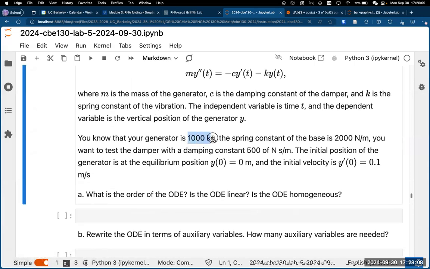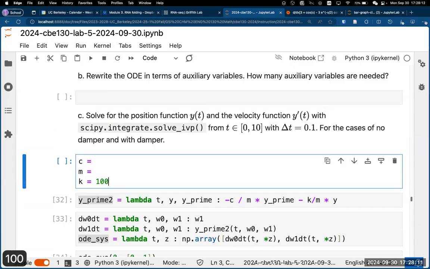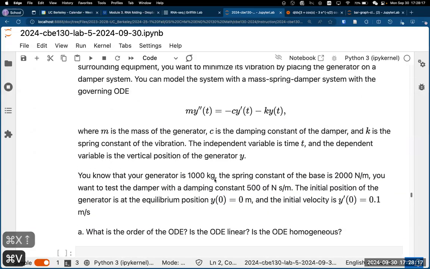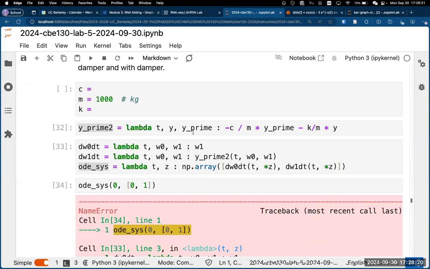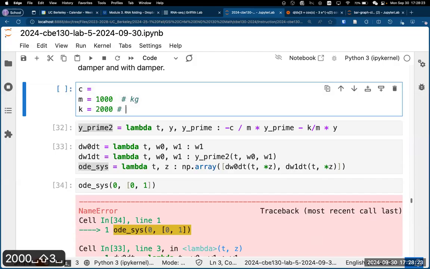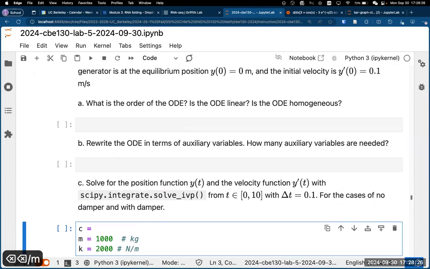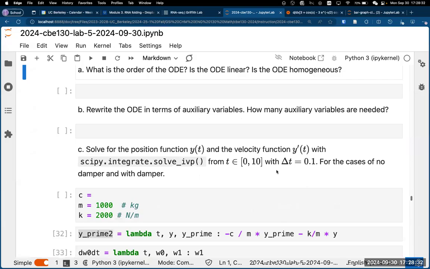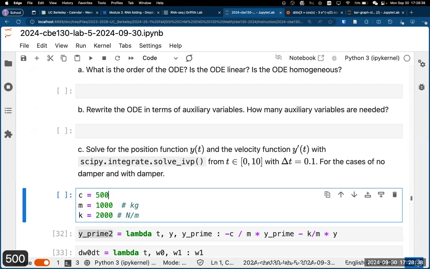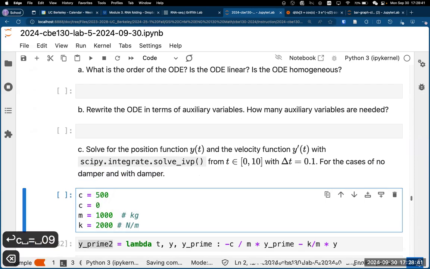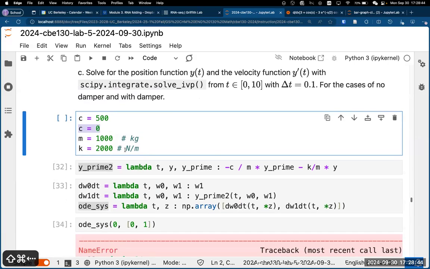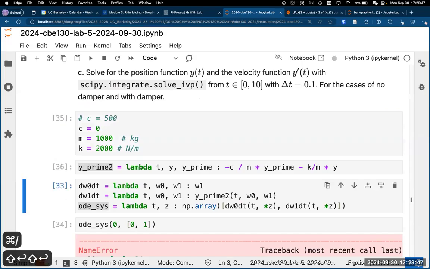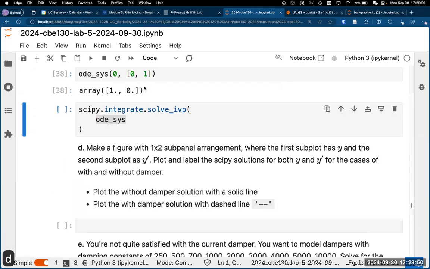So we have the mass, which is 1,000 kilograms. And then k is the spring constant, 2,000 Newton per meter. And then the damping constant, 500. And it also asks us to do without damper and with damper. So if it's with damper, it's 500. If it's without, it's 0, because there is no damping. Okay, so we'll keep that in mind. So let's first do without damper. And now it works. Nice.